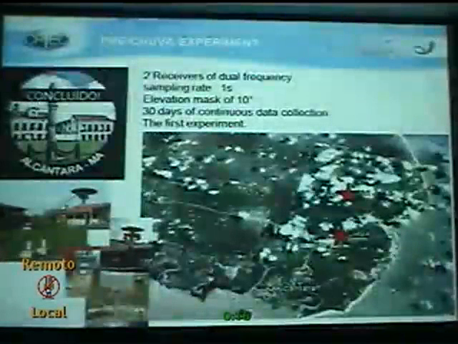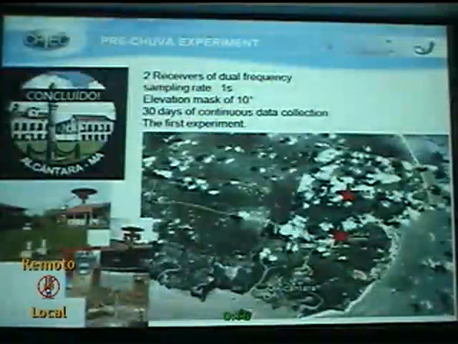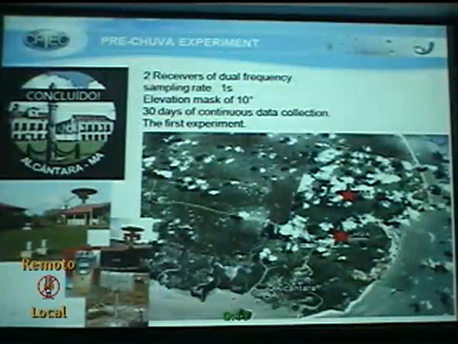In the next slide, I will present each campaign in Precipitation, and the other slides have the same format, with the spatial distribution of the stations or GNSS receivers. In this one, some figures about the antennas and receivers used in each campaign. Alcantara in the Precipitation experiment, 2 receivers in dual frequency were used.